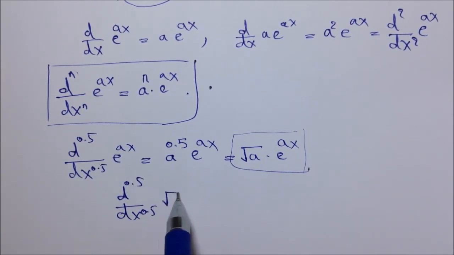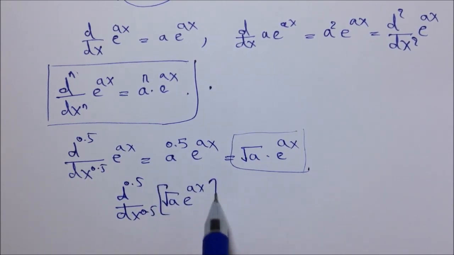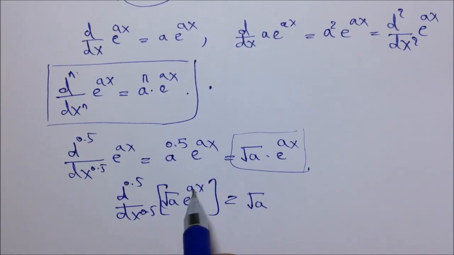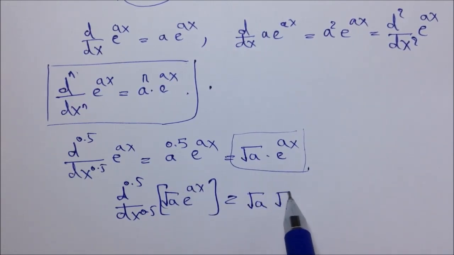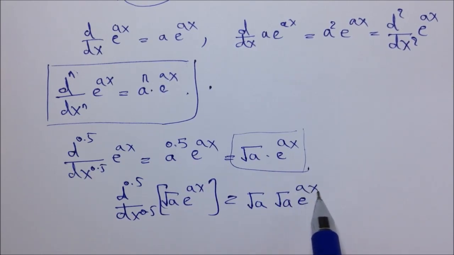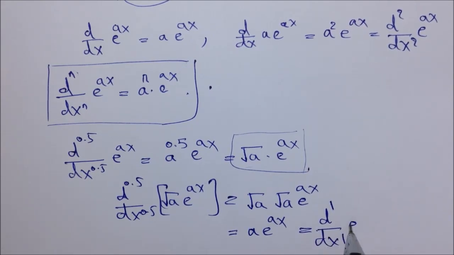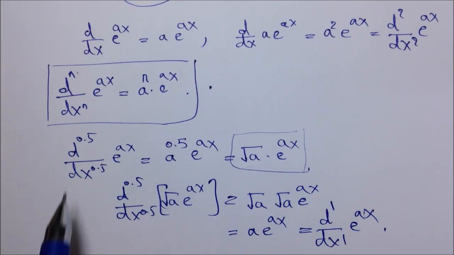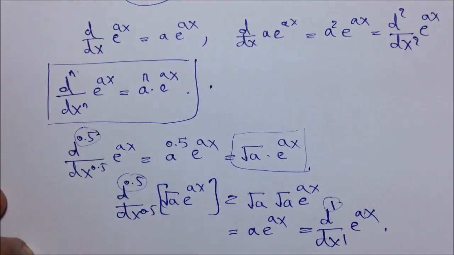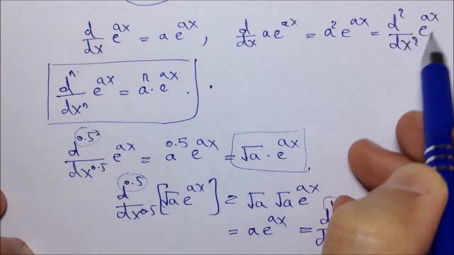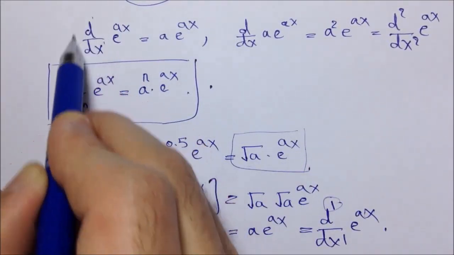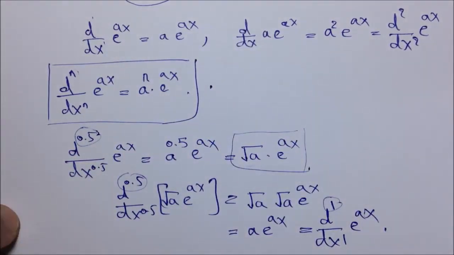The 0.5 order derivative of the square root of a times e to the ax is, the square root of a is just a constant, and the 0.5 order derivative of e to the ax is again the square root of a times e to the ax, as here. So the result is a e to the ax, which is the first derivative of e to the ax, since 0.5 plus 0.5 is 1. Just like how we obtain the second order derivative of a function by applying a first order derivative 2 times. Now this is strictly true for exponentials, since they act as the eigenfunctions of the differentiation.